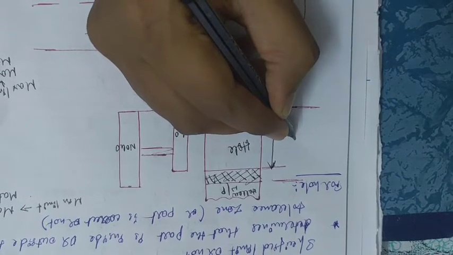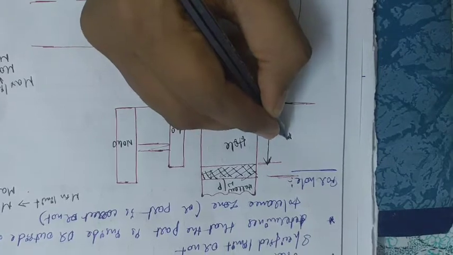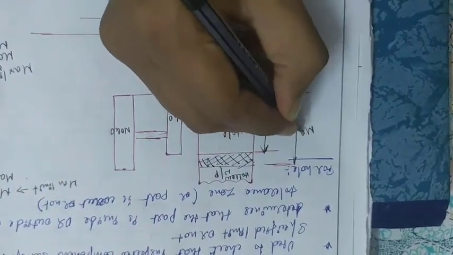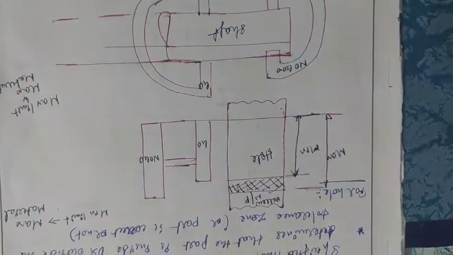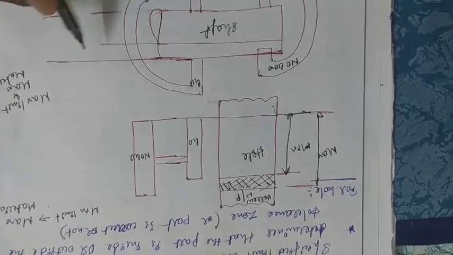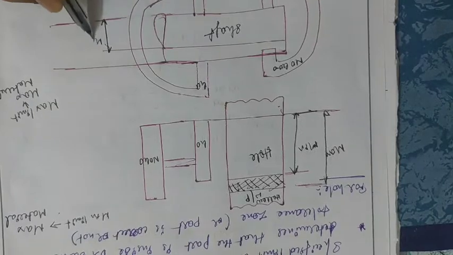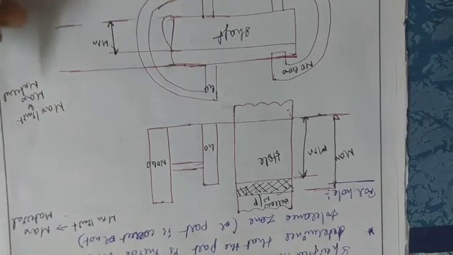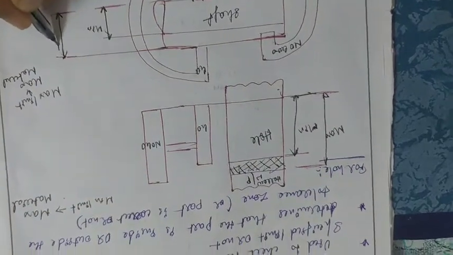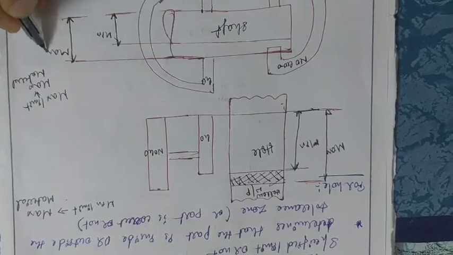From the bottom to here, we can call it the minimum limit, and this one we can call the maximum limit. And here also, the minimum limit will be this one, and this one is the minimum limit for the go gauge. Initially this is for minimum and the maximum.